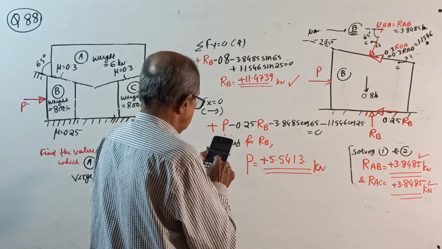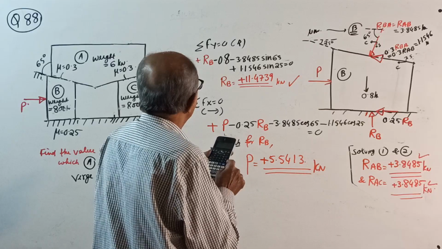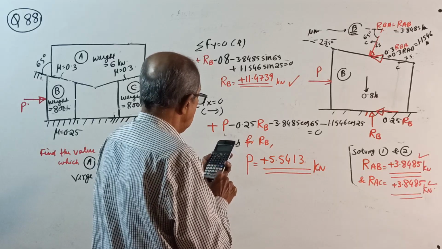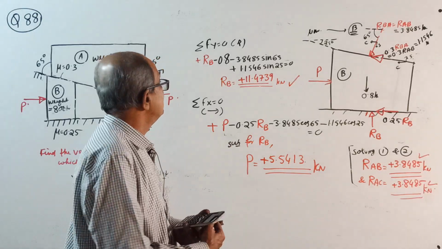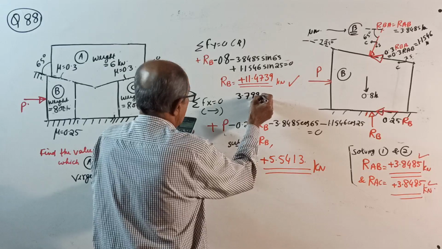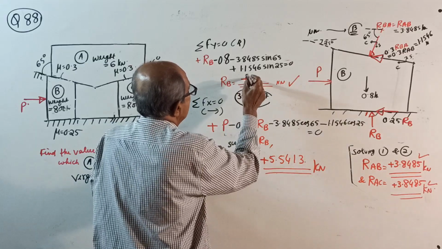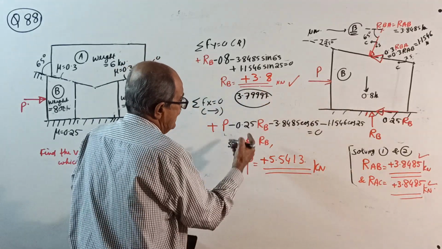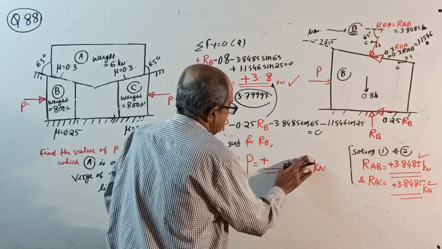0.8 plus 3.8485 into sine 65 minus, see, I have not closed the bracket, minus 1.1546 into sine 25. It is giving 3.79997. See, in the calculator giving 3.79997. That means I can take it as how much? 3.8 kilonewton. So, therefore, RB is a wrong answer. Your RB is how much? 3.8 kilonewton. Your P will change.